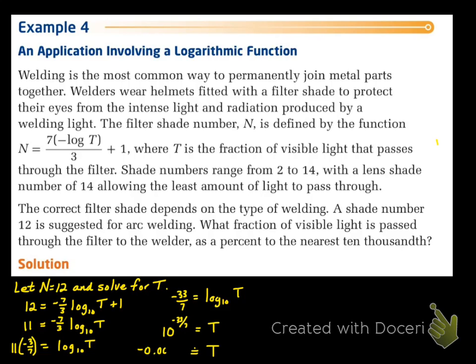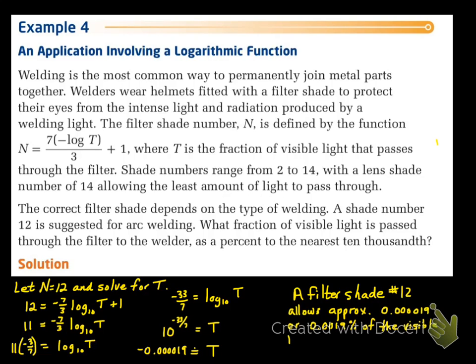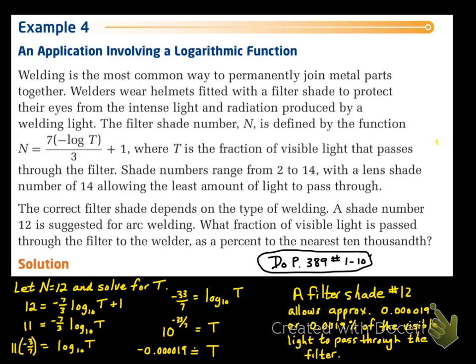Now, 10 to the power of -33 over 7 has to equal t. And by evaluating that, I'm going to get t is approximately equal to 0.000019, and therefore a filter shade number 12 allows approximately 0.0019% of the visible light to pass through the filter.